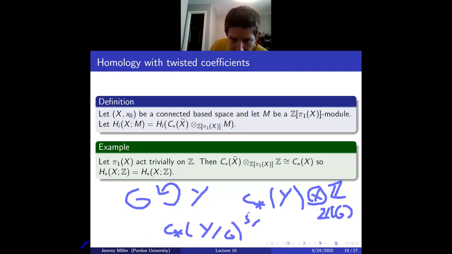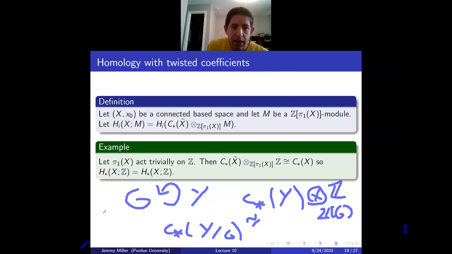Okay, let's see. Maybe there's a subdivision argument. Let's say that G acts freely on Y, just for the sake of argument, and so the quotient of the universal cover by the fundamental group is just your original space.